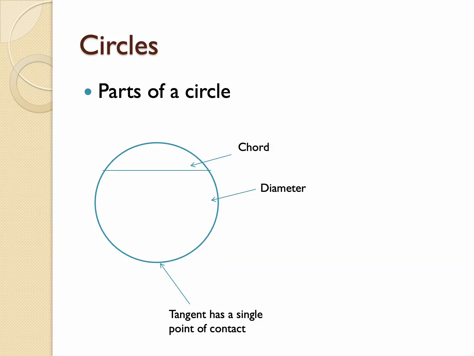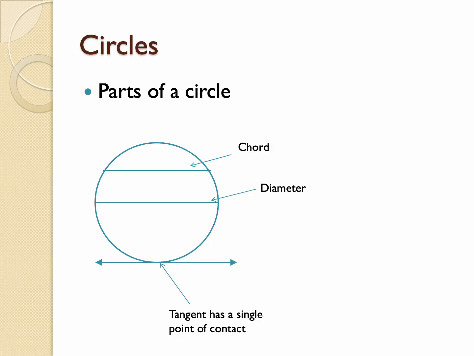It is different from a line that we are going to contrast with in a short while. So a chord is a line segment with its two endpoints on the circle. A diameter is a special kind of chord that goes through the center of a circle. And a tangent is a line that has a single point of contact with the circle.